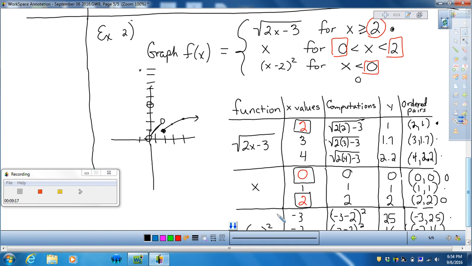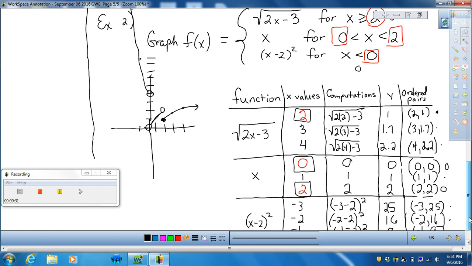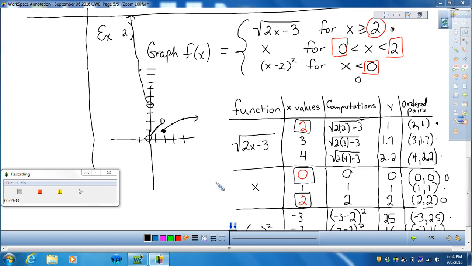And so this is, if you recognize, it's got the square, so this is a quadratic, so it's going to have that curve shape to it. Basically half of a parabola. 25 is way off the graph. So this is what your piecewise function should look like. You've got your square root portion, and then you have your linear portion, and then you have your parabola portion.